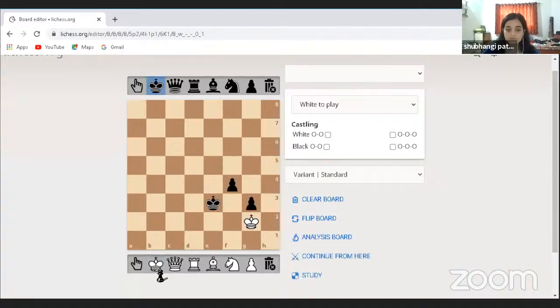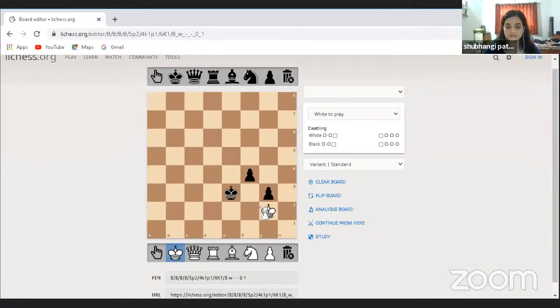Now, what will white do? Again, he can go either to H3 square, H1 square, or F1 square. Three squares are left for him. Let's say the king goes to F1 square. Now this becomes easier for me. I'll put my pawn in front. Then the king has only two squares, this square and this square.